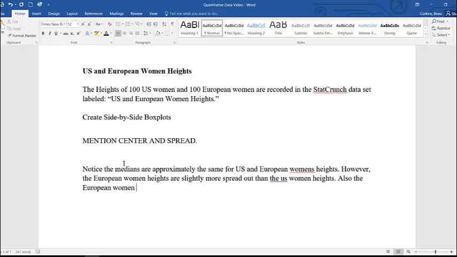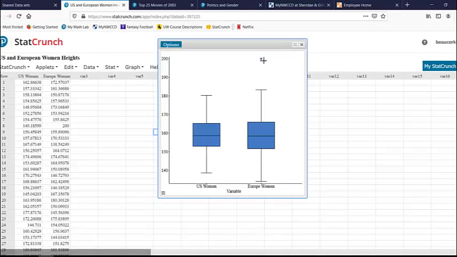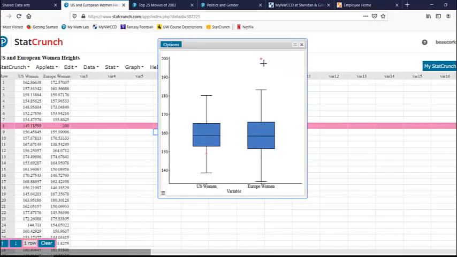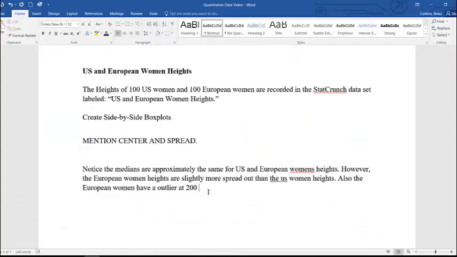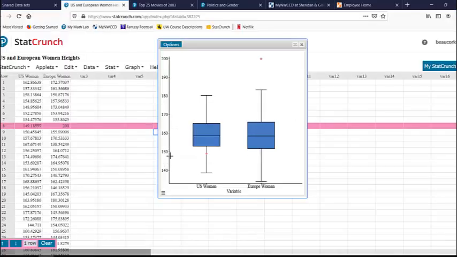And then also the European women have an outlier at, I think it was about 200 centimeters. So mention the center, mention the spread. All right, they're about the same. They're a little bit wider here. Note any outliers. When you compare, it is very, very helpful with box plots to compare side by side because it puts them on the same scale.